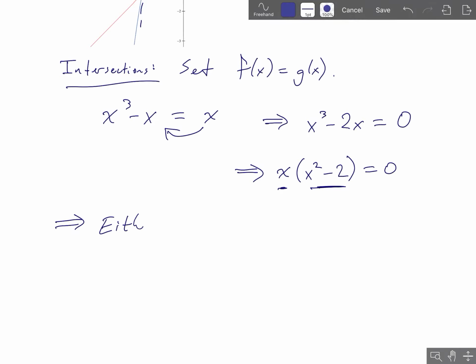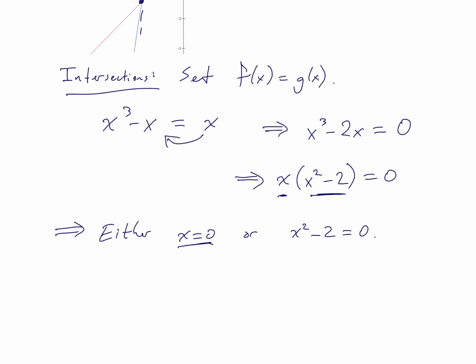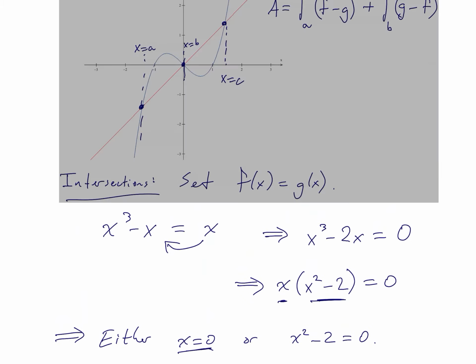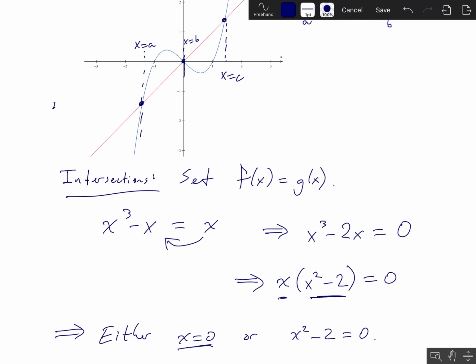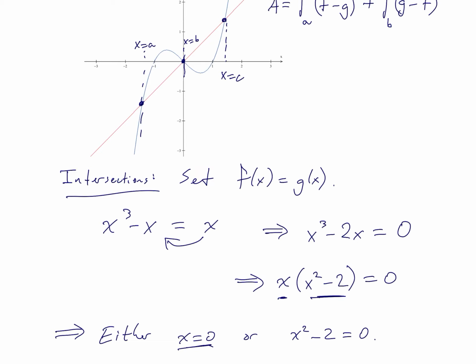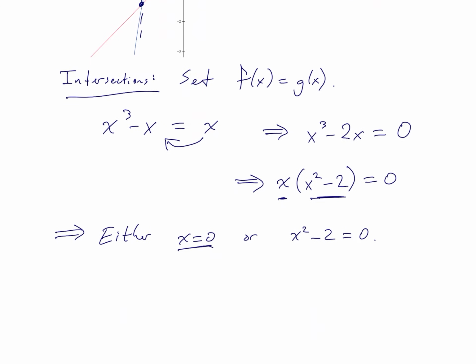So that means that either x equals 0 or x squared minus 2 equals 0. So x equals 0 is a valid option, and that's going to be the middle option here. You can see that this b value in the middle corresponds to x equals 0. So those curves clearly intersect at the origin, and that's our x equals 0 intersection.